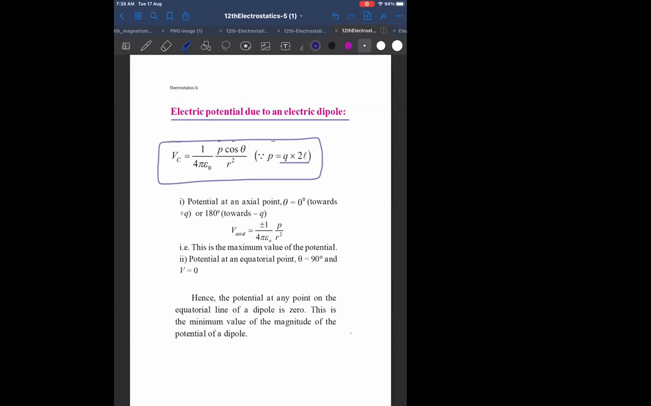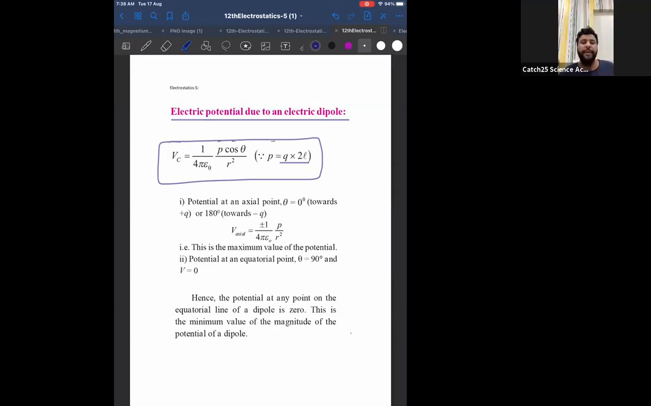Okay, sir. Electric potential due to an electric dipole, new topic. So write it properly. Electric potential due to an electric dipole.